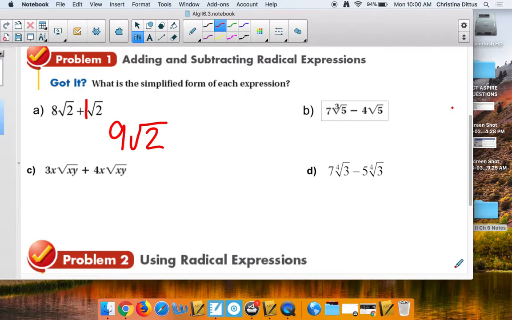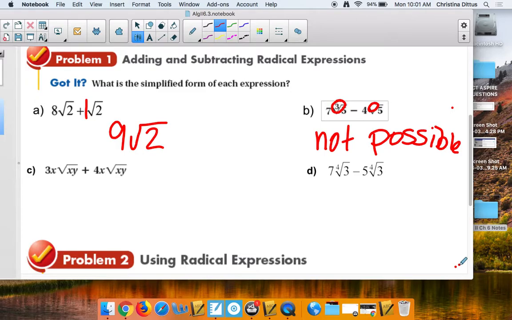Okay. In B, do I have the same radicand, the same thing under? Right. Do I have the same index? No. Can I subtract if I don't have the same index? No. If the index is not the same, we cannot do it. No solution. Not possible.